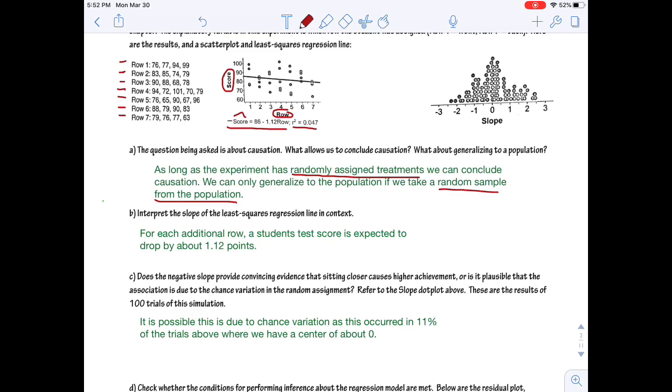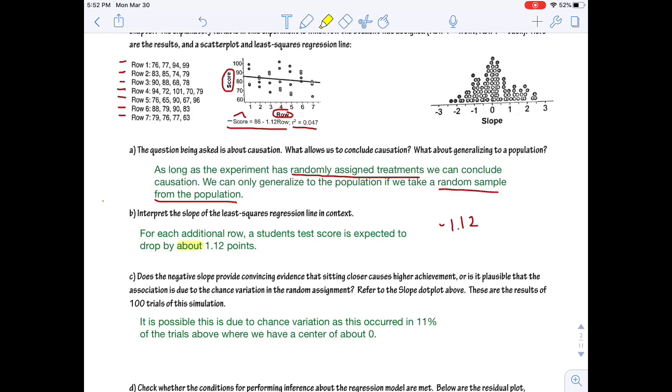Next, interpret the slope of the least squares regression line in context. Well, we already saw that the slope was negative 1.12. Just basically saying for each additional row, so as the row goes up, meaning we're getting further from the front of the room, a student's test score is expected to drop by about, remember that keyword, about 1.12.